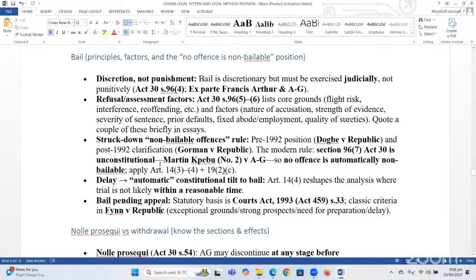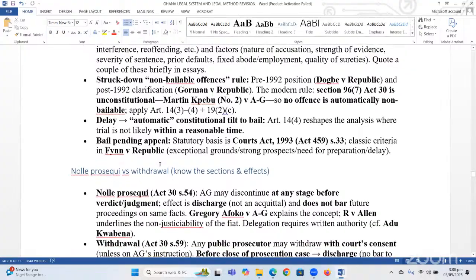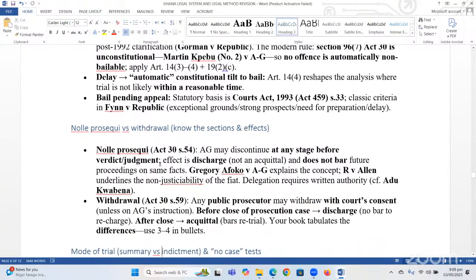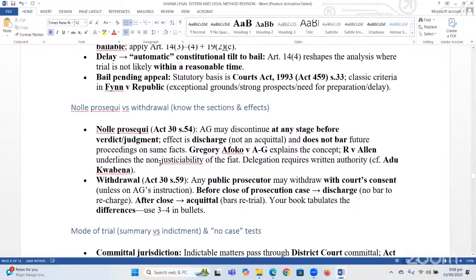Another point which you have to remember is what we call nolle prosequi. These days, nolle prosequi has also become part of the news, so at least it's part of the court, but it's also a current topic, so it's good we know it. So nolle prosequi is a special power or privilege of the state exercised through the Attorney General under Section 54 of the Criminal Procedure Act, Act 30, which enables the Attorney General to discontinue criminal prosecution at any stage before verdict or judgment.